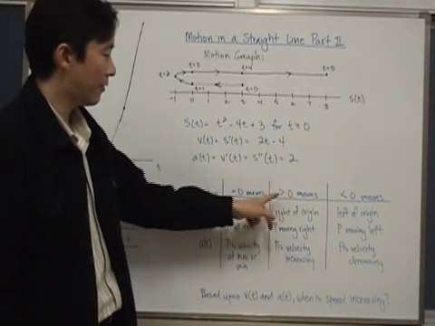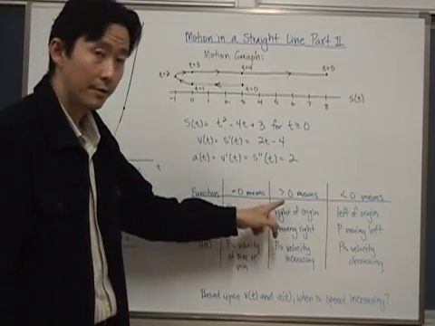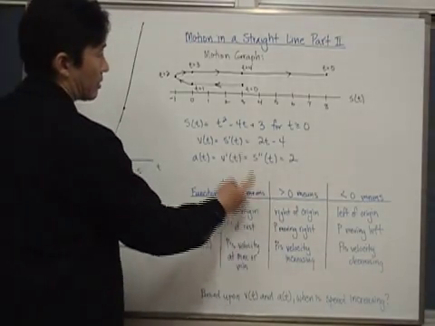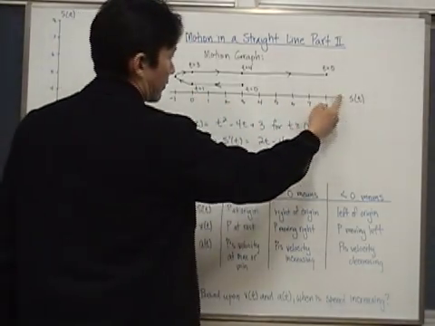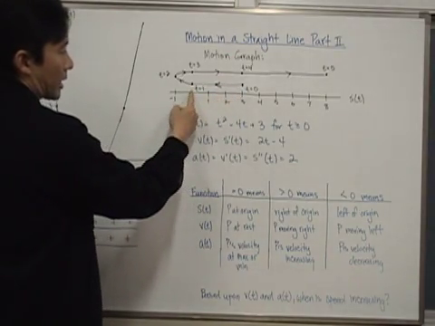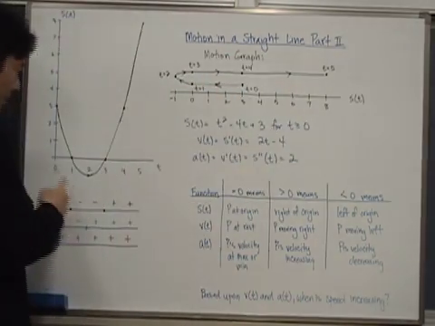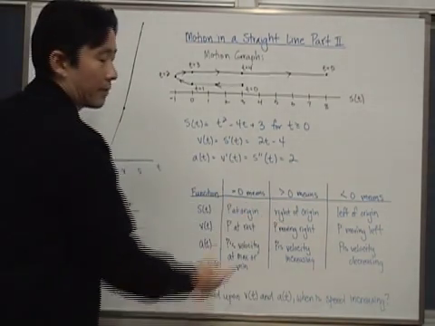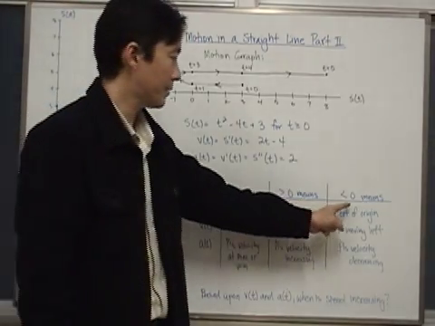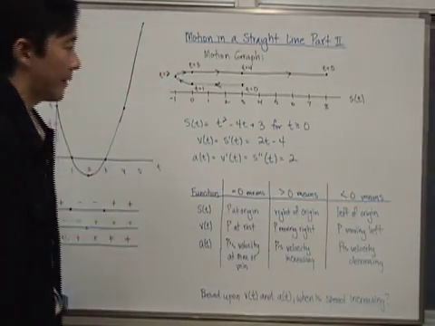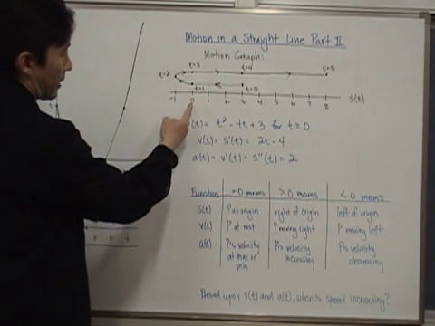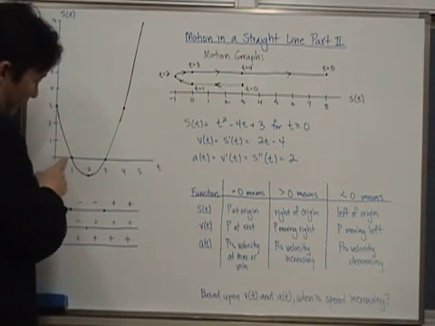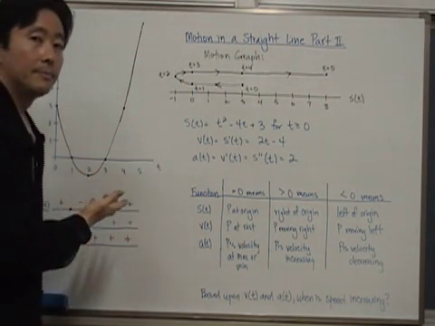We said also that if s of t is greater than 0 or positive, then that means that it's to the right of the origin. So notice that when s of t is greater than 0, all of these values over here, in other words, between 0 and 1 second, and after 3 seconds, the particle is to the right of the origin. Okay, when s of t is negative or less than 0, that means that it's to the left of the origin, and the only time that it's to the left of the origin is between when time is 1 and 3. And so there you go.